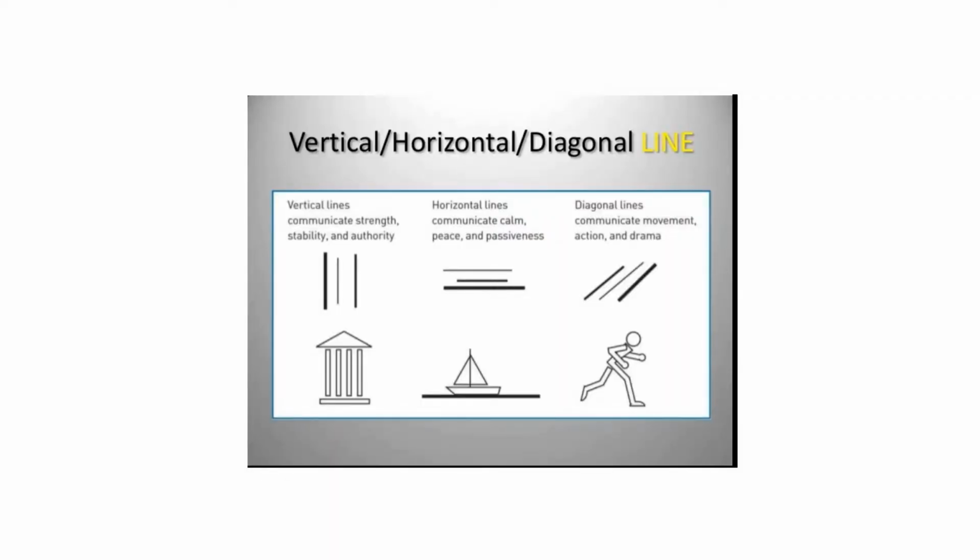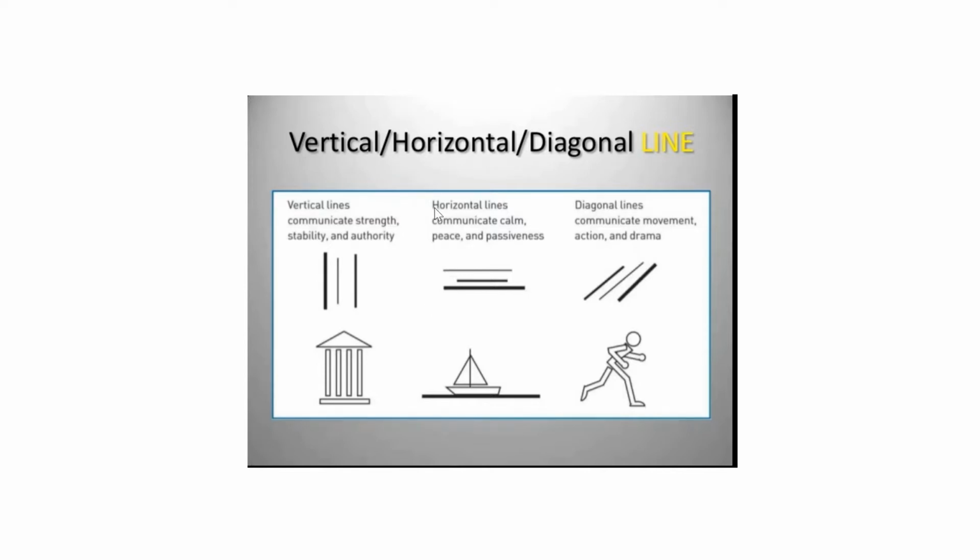So this chart shows us vertical, horizontal, and diagonal lines. Over here, vertical lines communicate strength, stability, and authority. The example here is some columns in like a Roman or a Greek building. You could also use vertical lines to add stability or strength to your artwork through trees or by a series of buildings, because buildings are very tall usually, like skyscrapers, so those would be using vertical lines.